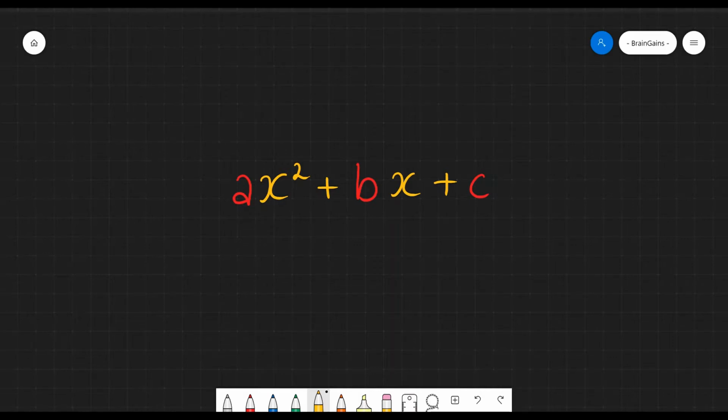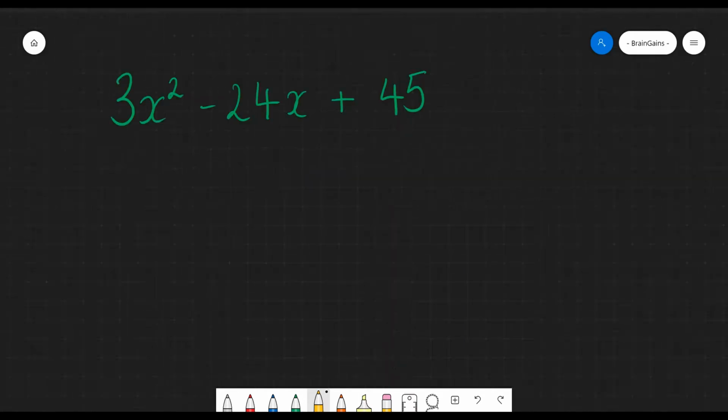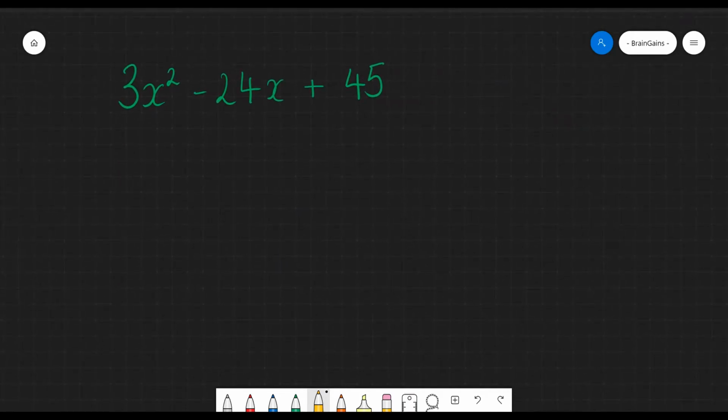Now, if you don't have your expression or your equation in this form, then you can't complete the square, or you usually don't complete the square. So let's take the example 3x squared minus 24x plus 45. When we complete the square, there's a series of steps that you have to go through, and they will be the same every single time.